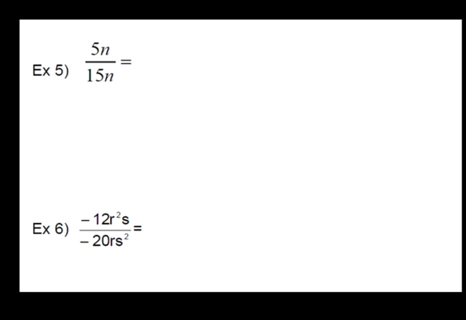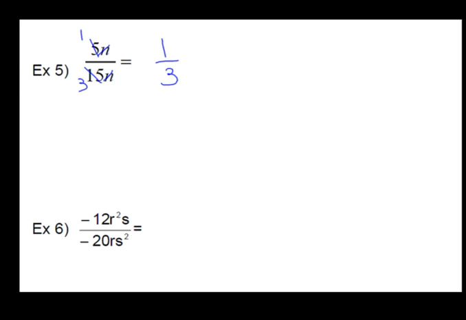And example 5. Example 5. We could go through and write these out in the expanded form, or we can just think about this the way it's set up here. With this one, the n and the n goes away. I can reduce my fraction, making this 1 and this 3. So my final answer here is 1/3. Simplifying these are just like reducing fractions.